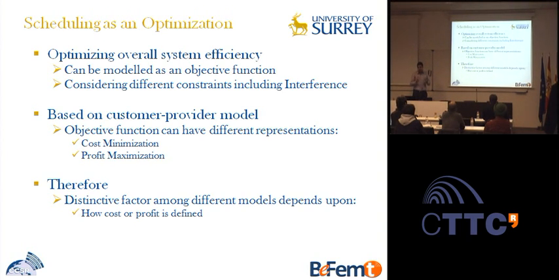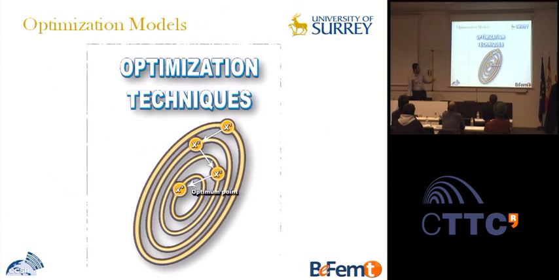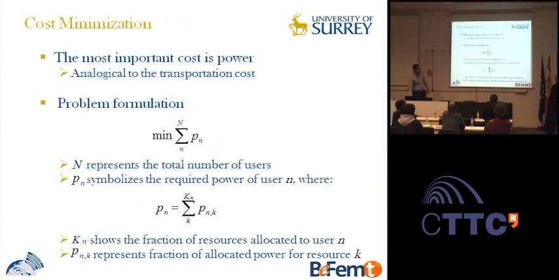So if we consider this model, the objective function can have different representations. It might have a cost minimization representation, or it might be a profit maximization. So the distinctive factor between different models comes from how this cost or profit is modeled. So now we're going to talk more about these optimization models.